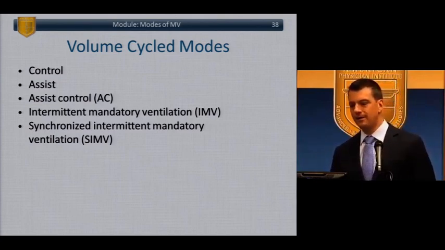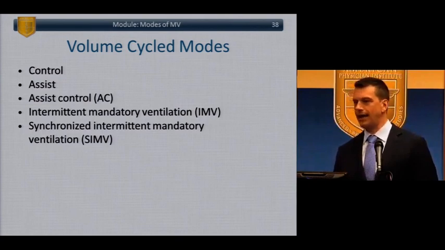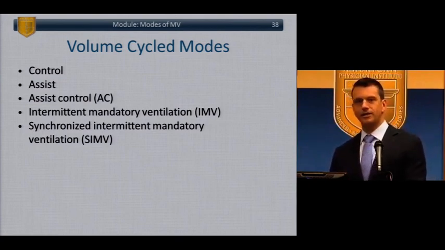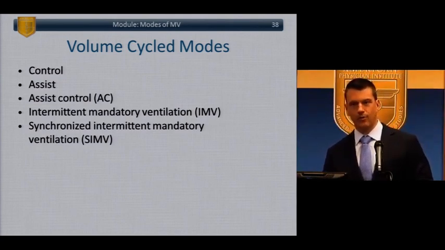Assist control has both a time factor or a minimum, so you might set that at 15. But if the patient wants to breathe 20 in assist control, they get 20 full ventilator supported breaths. So every single breath in assist control is assisted, whether it be spontaneous or timed.